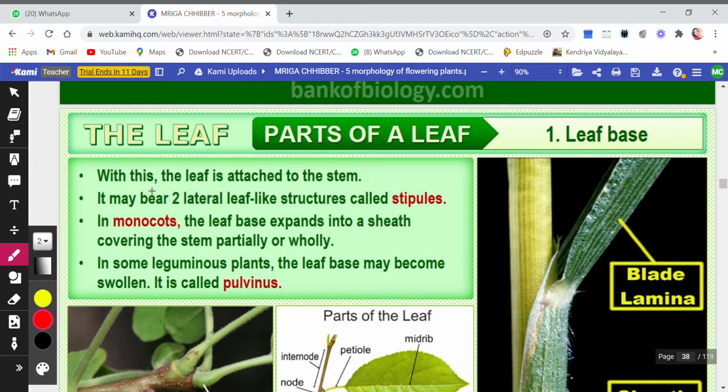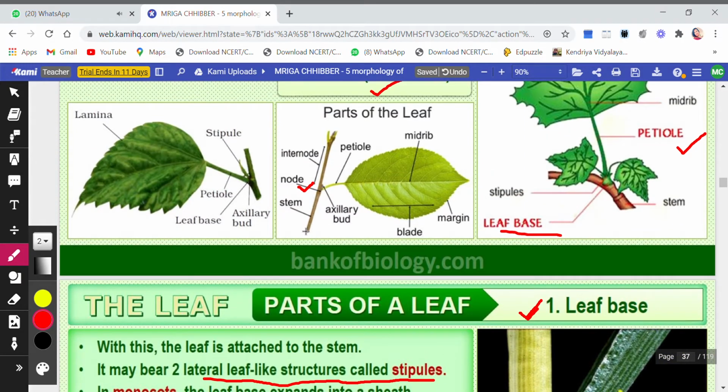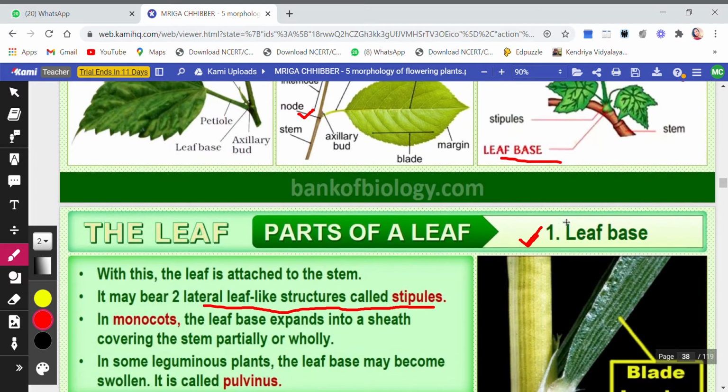Now with this, first part is leaf base. Let's see what it says about leaf base. With this, the leaf is attached to the stem. So leaf base is the part where it is attached to the stem. It bears two lateral leaf-like structures called stipules. Now leaf base has two leaf-like structures, okay, which are called stipules. They also appear to be like leaves. This is the leaf base, and they look like leaves. So these are the stipules. You see, leaf-like structures, very small ones. The stipules are present here.